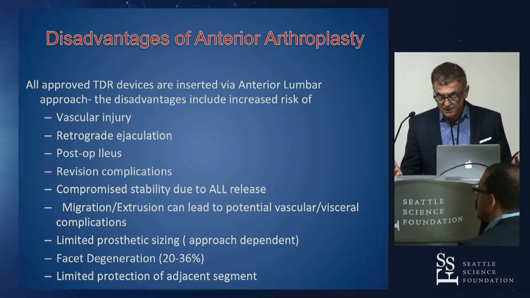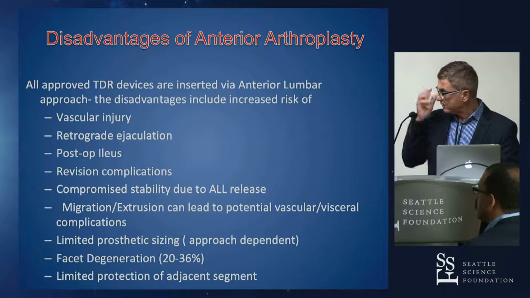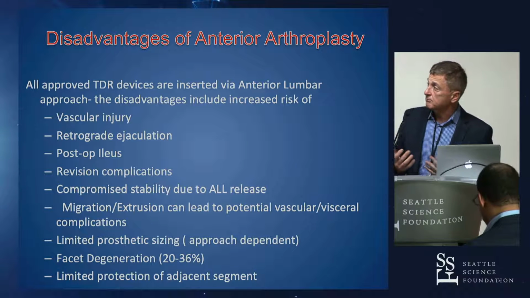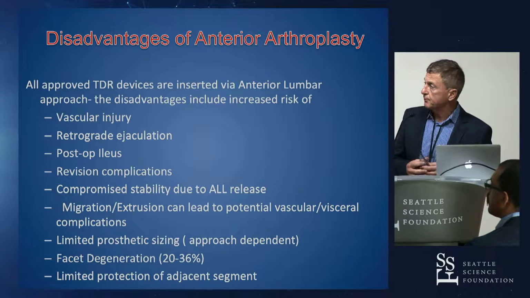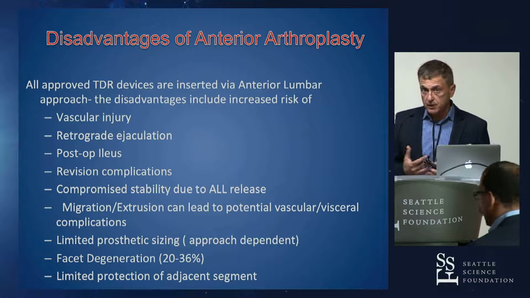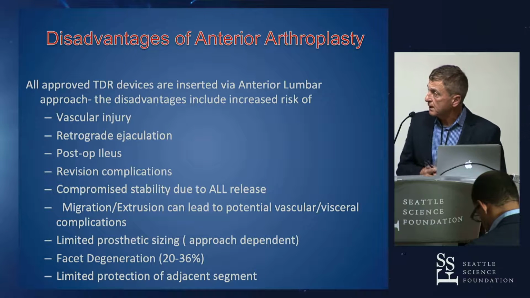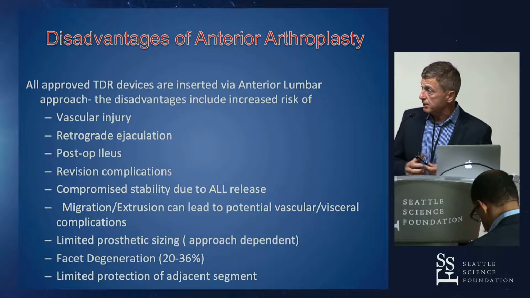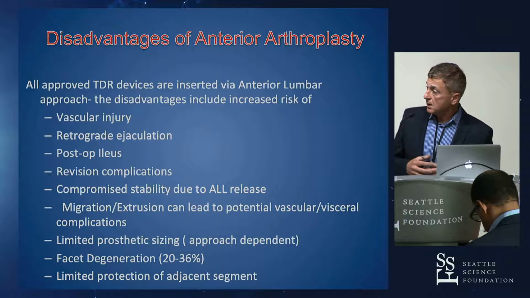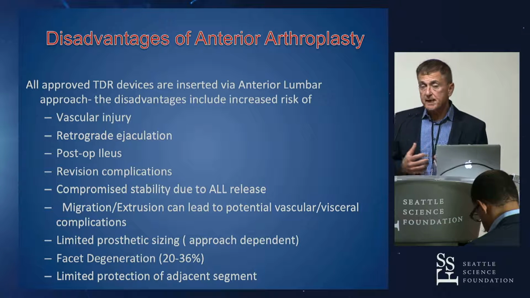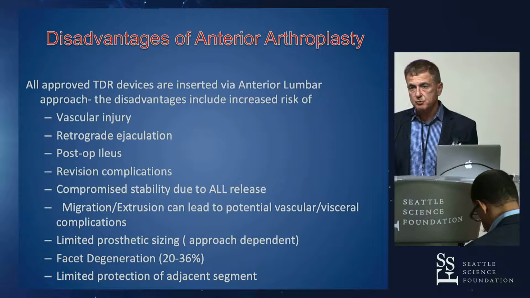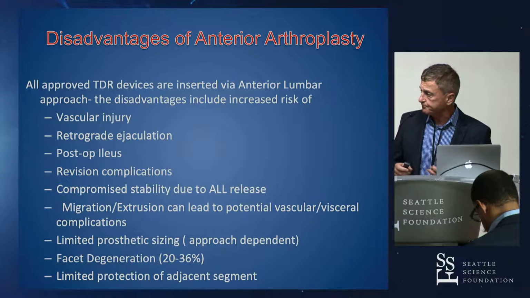So we heard about anterior arthroplasty all this morning, but we never talked about the disadvantages. There is always a risk of vascular injury, retrograde ejaculation, post-op ileus, and revision complications, and you heard Dr. Ziegler this morning. Compromised stability if you do too much ALL release and annular release. You could have migration, extrusion. And sometimes, because of the vasculature and the approach, you're limited as to your mediolateral dimensions. The vessels just won't let you span the disc space mediolaterally.